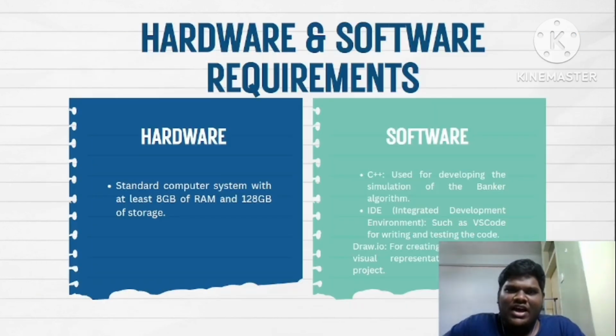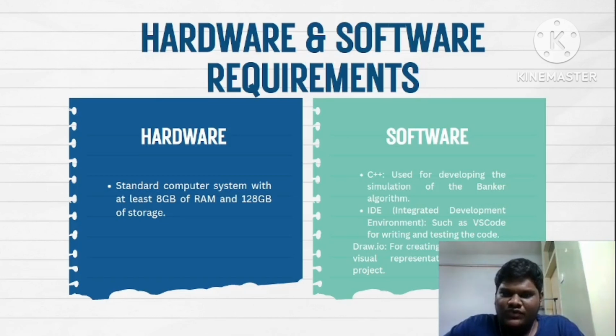So next will be the hardware and software requirements. For the hardware requirement, a standard computer system with at least 8 GB of RAM and 120 GB of storage is good enough for the system. Anything lower than this also would be good enough. This is where you get the optimal performance.